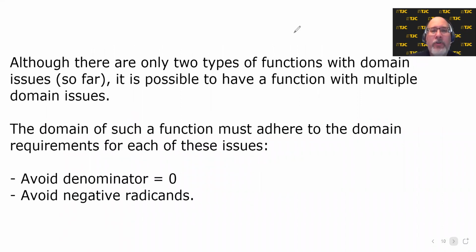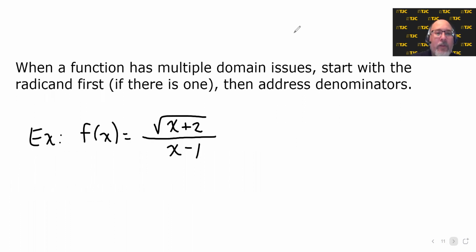All right, so although there are only two types of functions with domain issues so far, it is possible to have a function with multiple domain issues. The domain of such a function must adhere to the domain requirements for each of these issues. Specifically, we have to avoid a denominator equal to 0, and we have to avoid negative radicands. When a function has multiple domain issues, start with the radicand first if there is one, then address denominators.